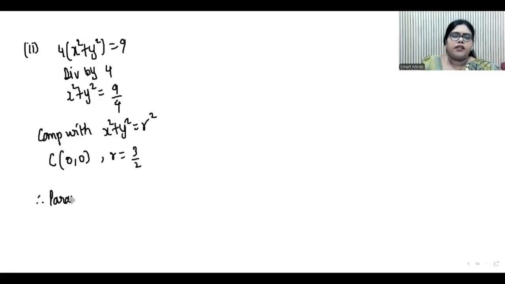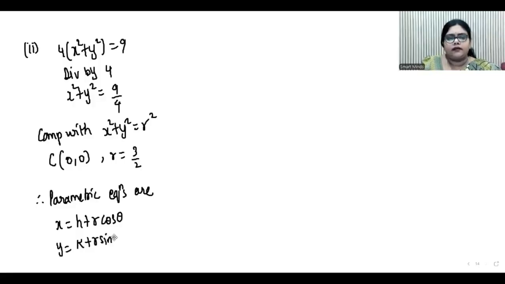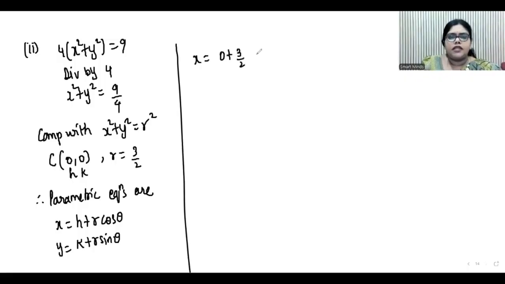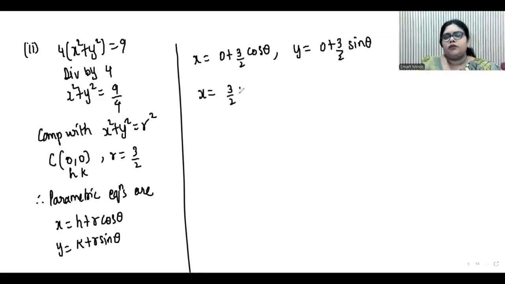Therefore, what are the parametric equations? In every question, you need to write the formula. Parametric equations are x is equal to h plus r cos theta, y is equal to k plus r sin theta. This is h and this is k. So x is equal to 0 plus 3 by 2 cos theta and y is equal to 0 plus 3 by 2 sin theta. X is equal to 3 by 2 cos theta, y is equal to 3 by 2 sin theta.